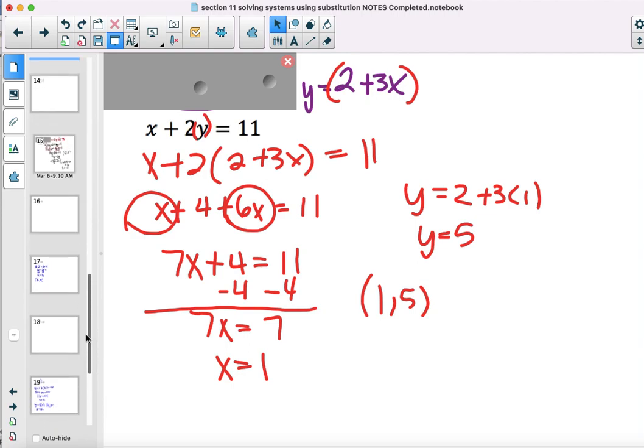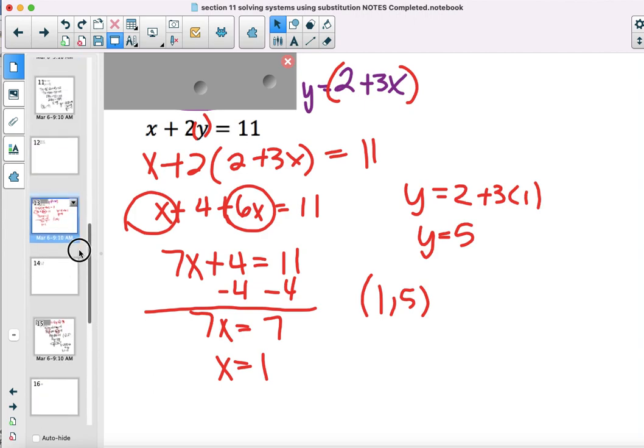A lot of extra examples here for substitution. We have 3 more examples, 6, 7, and 8. If you'd like to go ahead and hit pause and try those, you are welcome to, and I'll go ahead and go through the answers here in just a moment.